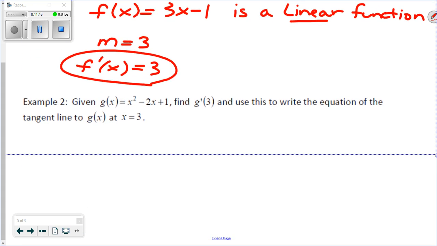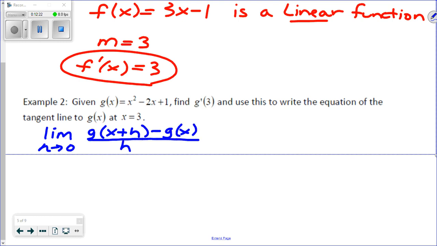Now, let's look at example number 2. This time we're given a quadratic function. So this one's going to take a little bit more work. We're given g of x, and we want to find g prime of 3. And then we also want to write the equation of the tangent line. Okay, so let's start with our definition of the derivative. So the limit as h approaches 0 of, and I'm just going to use g instead of f, g of x plus h minus g of x all over h. So this would equal g prime of x.